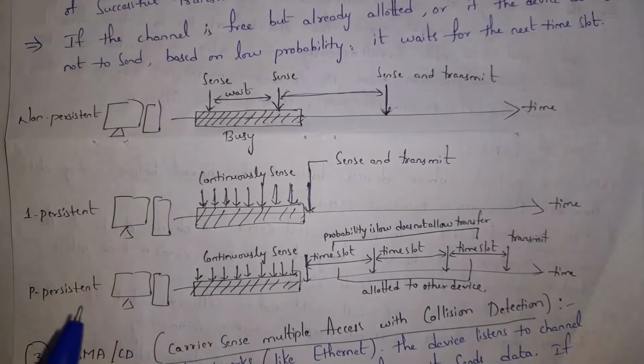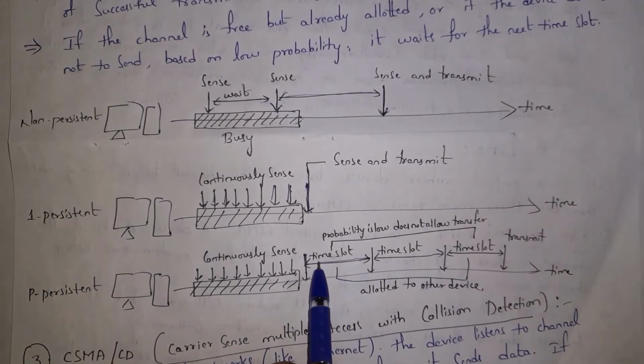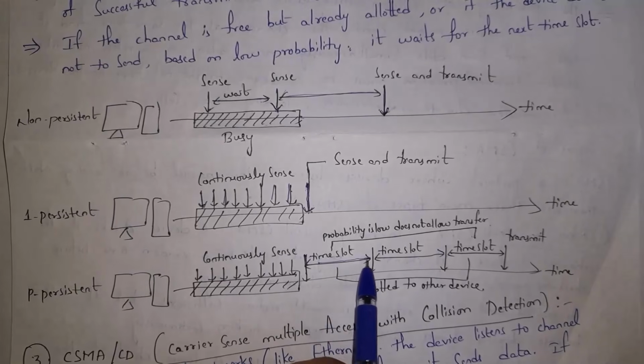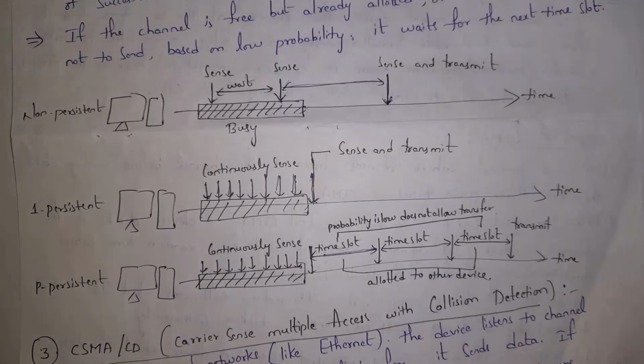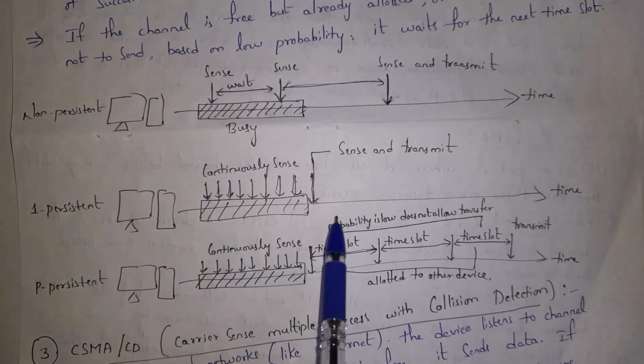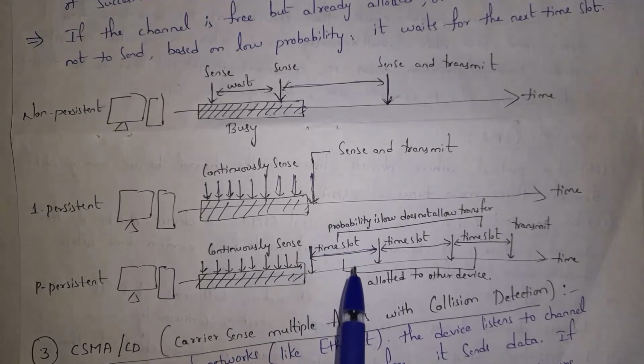At first, the device will wait some time in order to sense whether any other device wants to send data in this time slot or not. If no device wants to send data in this time slot, then this device will send data. For example, in this time slot, probability is less. That means another device wants to transfer data in this time slot. So this device will not send data.